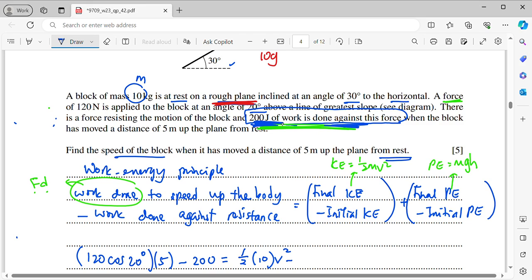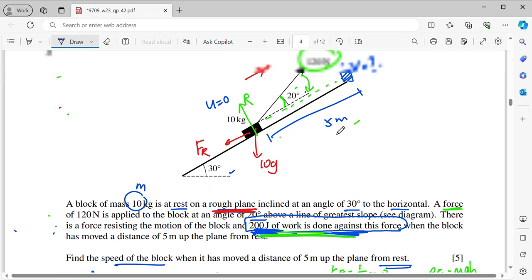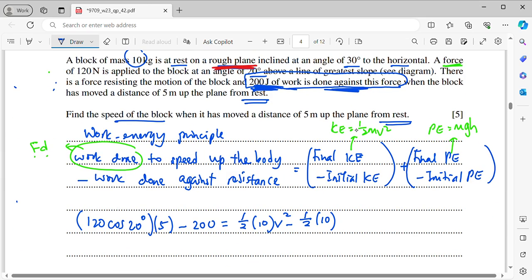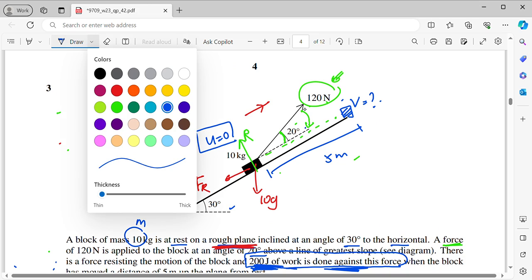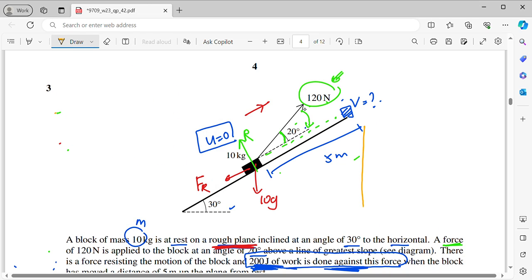Then minus half m, what is my initial u? It is mentioned here, u is 0, because it is from rest, if you refer to the question. Therefore, it will be 0 squared. Then plus, this is for the increase in KE, final PE. For final PE, I need to find out what is my height here, the vertical height. This is my h.